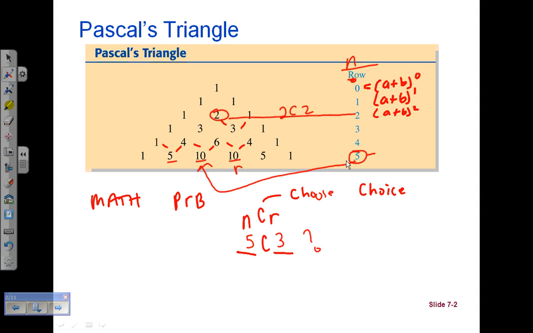It worked. 5C3 is 10. What's 5C4? Clear. 5, math, nCr 4. It's 5. Here's 4. Here's 3. Here's 2. Here's 1. 5C5 is just 1, isn't it?